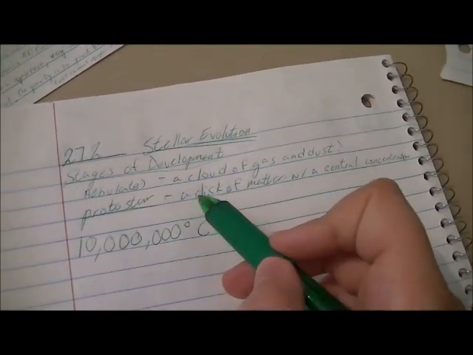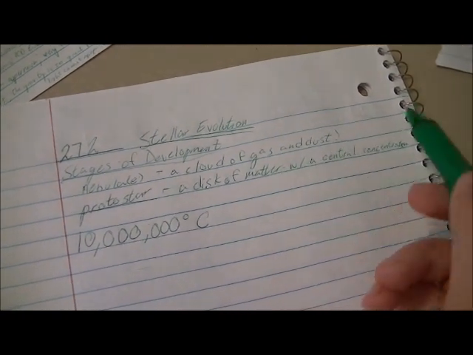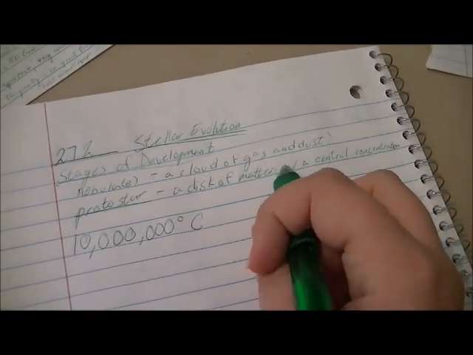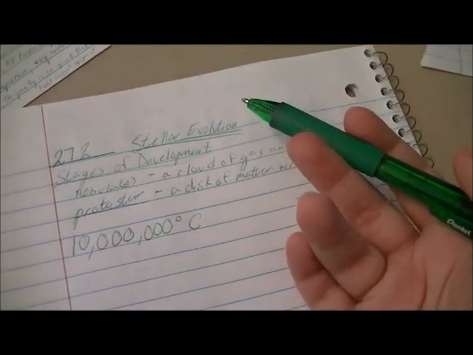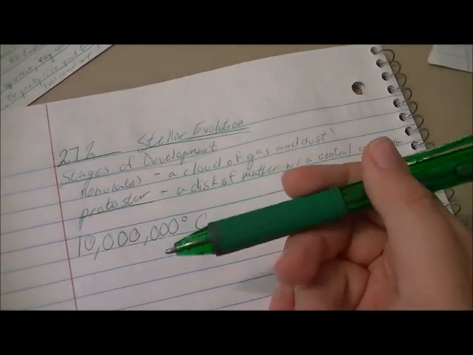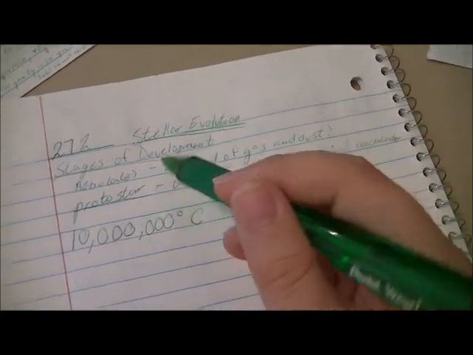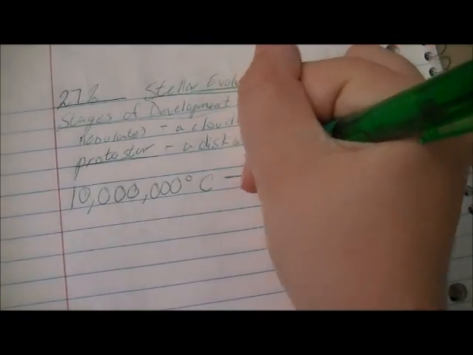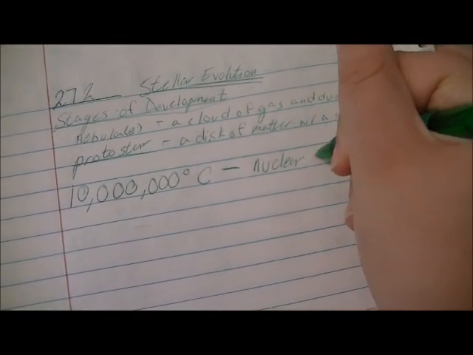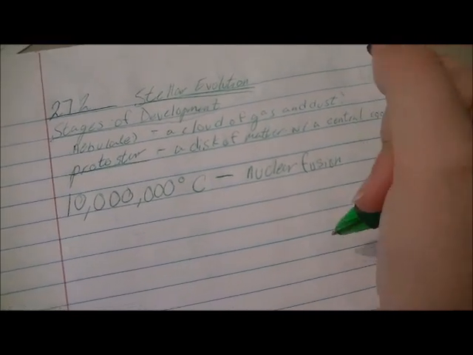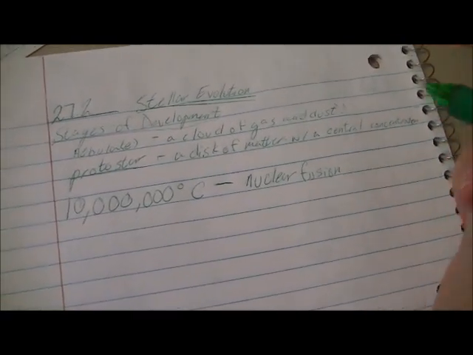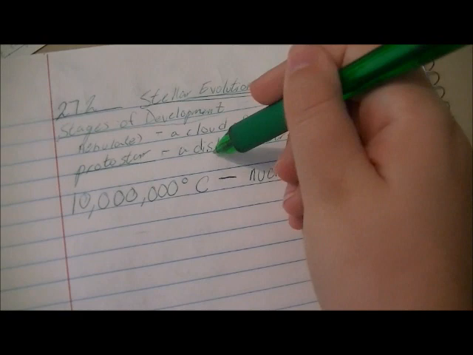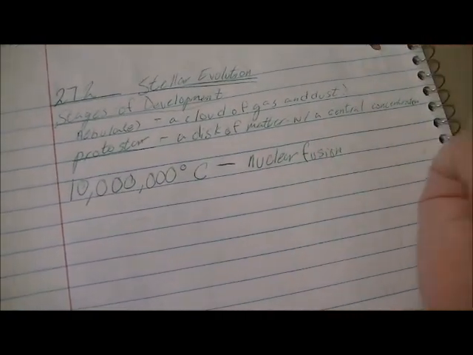Next stage is protostar, which is a disk of matter with a central concentration, where pressure builds up inside. The protostar will contract and build up a lot of heat until it gets to 10 million degrees Celsius, and that is when nuclear fusion begins. And more than one star may form from a nebula, although I don't think it's very common.